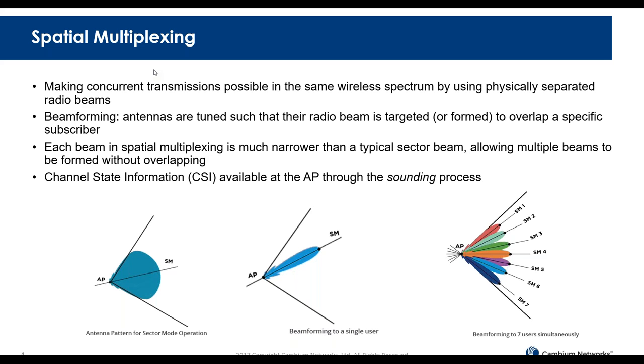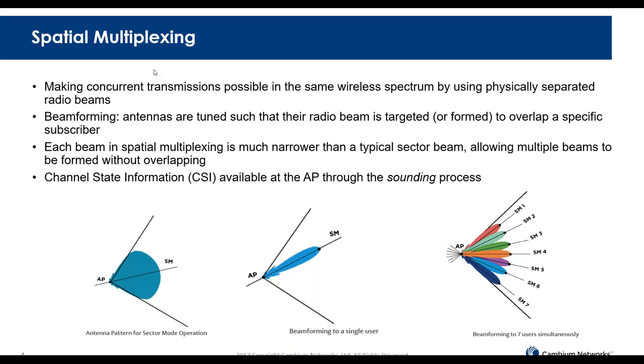A typical sector antenna covers the entire sector, which has a beam width of typically 60 degrees, 90 degrees, or 120 degrees. All the subscribers in the sector receive the same signal, regardless of whether they are the intended recipient of the signal or not. And there are other mechanisms for the subscribers to understand if the transmission is destined to them or not. In the beamforming method, the beam is much narrower and it's pointing towards the subscriber that is the intended recipient of the transmission.